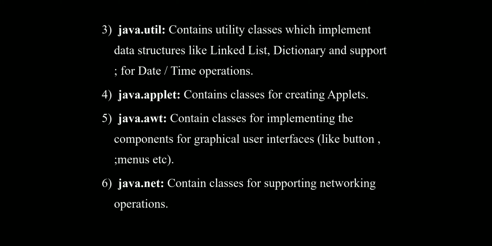Third one is java.util. It contains utility classes which implement the data structures like linked list, dictionary, and support for date and time operations. Utility classes means which implement the data structure concepts like linked list, dictionary, and date and time operations, also used in this java.util.* class.